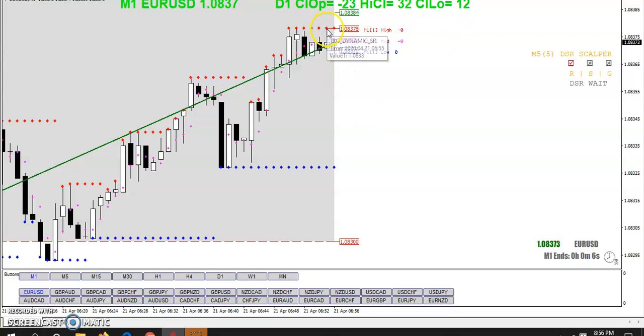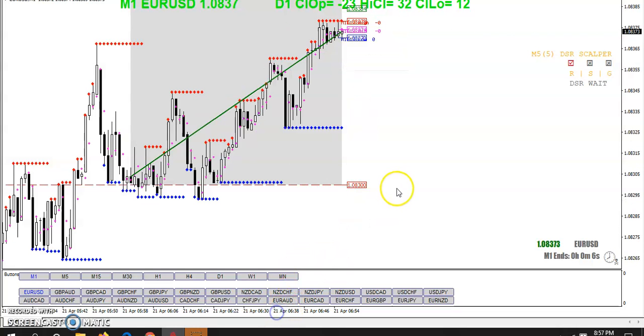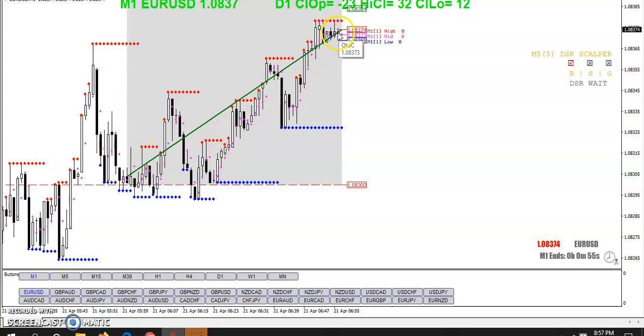So right here, you see it put in, that would have called for a short, but there's one thing you guys know you shouldn't do. You see that green line? That means the H1 candle color is green. Not supposed to trade against the H1. Trust me, I've been sitting on my hands. It's been paying off.